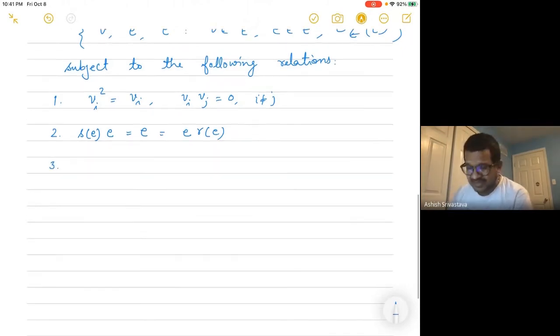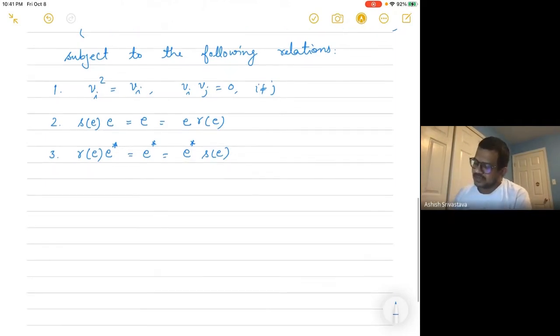Third, same thing for ghost edges. So we have e star. Now source of e star is range of e. So I'll write it like this. It is the same as e star, and then range of e star, which is source of e. Right?